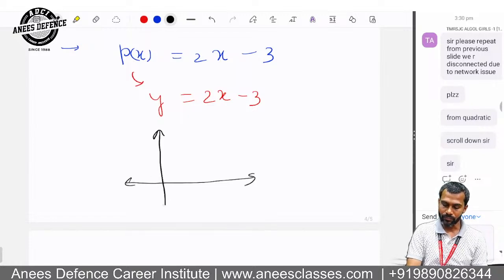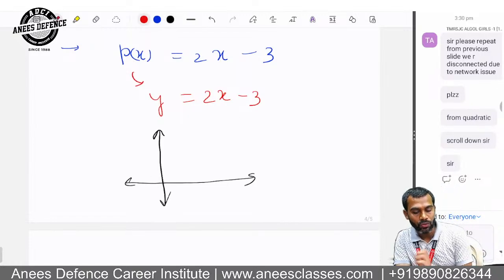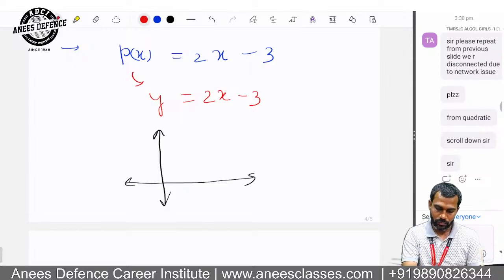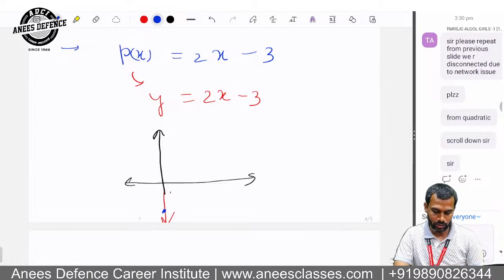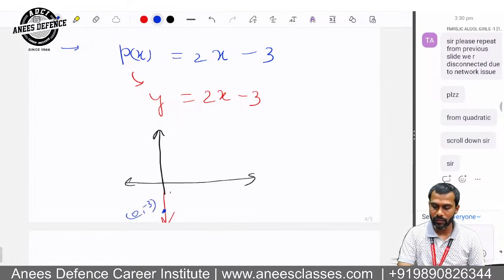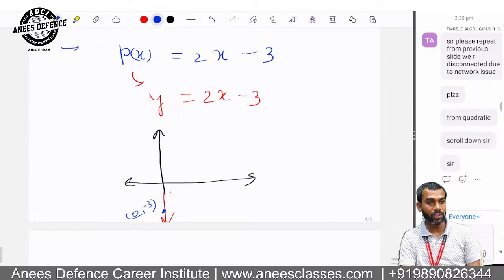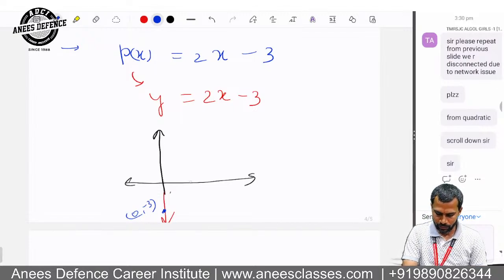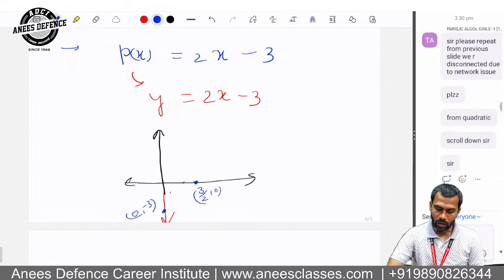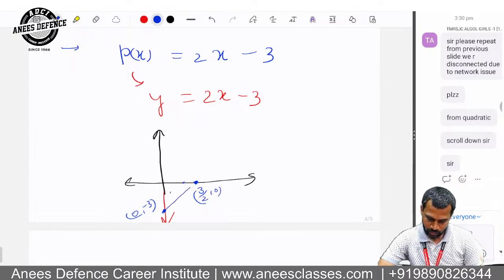xy plane. Now, if I put x is equal to 0, y becomes minus 3. So suppose we have minus 3 here. So 0 comma minus 3 is one of the points. So this is 0 comma minus 3. And the next one, if I put y is equal to 0, x becomes 3 by 2. So that is 1.5. Suppose 1 is here and 1.5 is here somewhere. So this is the other point, 3 by 2 comma 0. Now just join both the points and extend it till infinity.